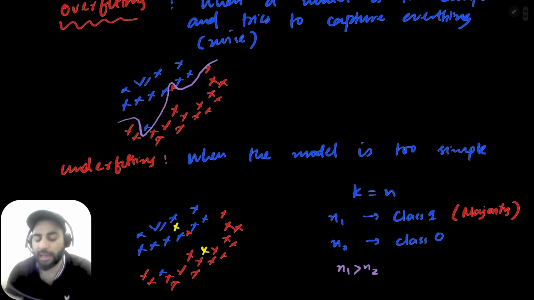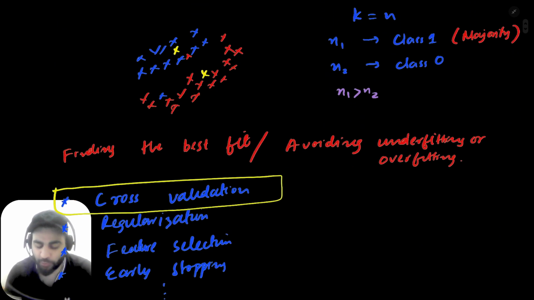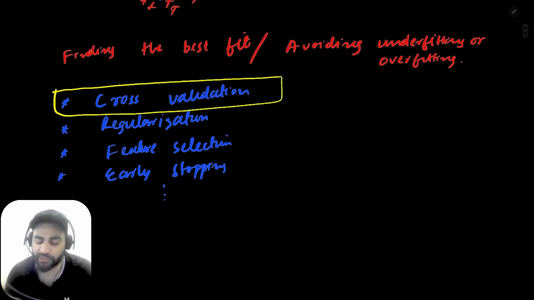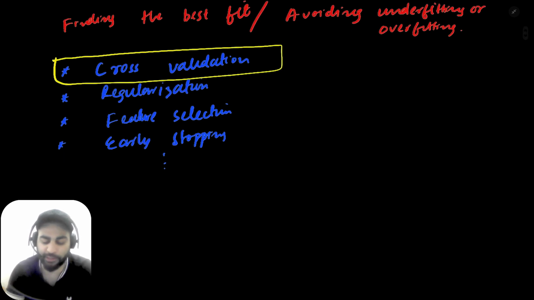So again, have the bigger picture. We wanted to set the hyperparameter, but we saw that when we set the hyperparameter, we can overfit or underfit the model. So we need to find the best fit. In order to avoid underfitting and overfitting, or to find the best fit, there are different methods we can use. The first method that we are going to use is cross validation.